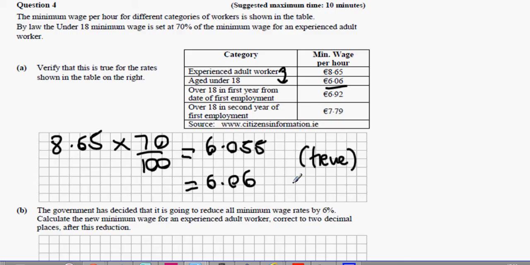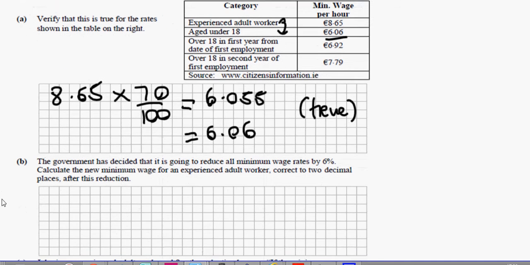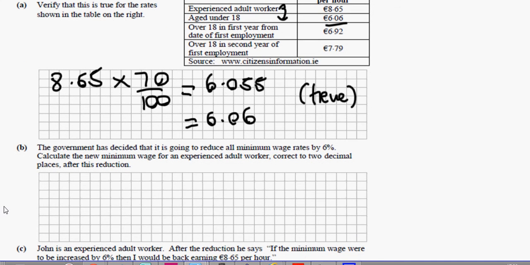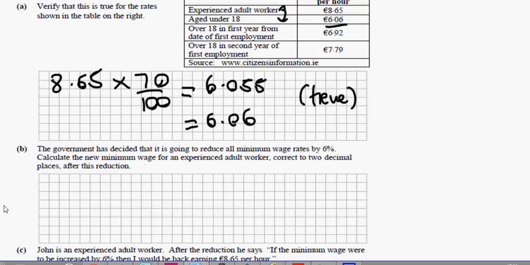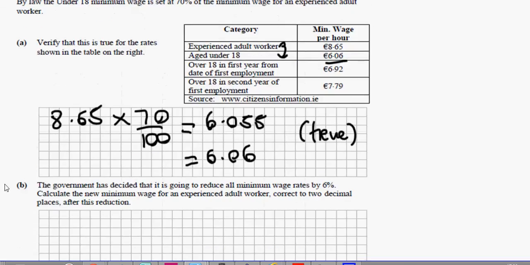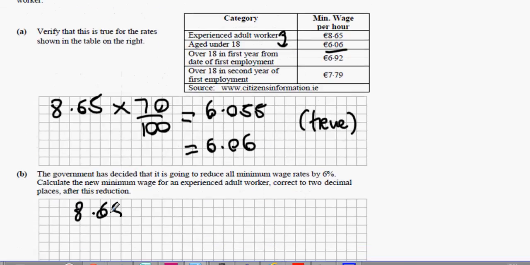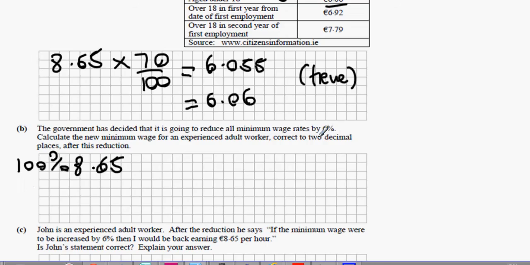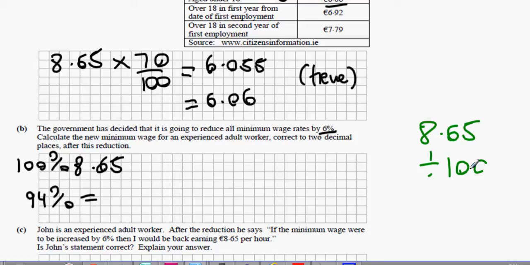Now, part B. The government has decided that it's going to reduce all minimum wage rates by 6%. Calculate the new minimum wage for an experienced adult worker correct to 2 decimal places after this reduction. So he gets 8.65 per hour. This is 100%. We now want to find out what happens when you get reduced by 6%. You end up on 94%. So 8.65, we're going to divide it by 100 to find out what 1% is, and then we're going to multiply it by 94 to find out what 94% is.